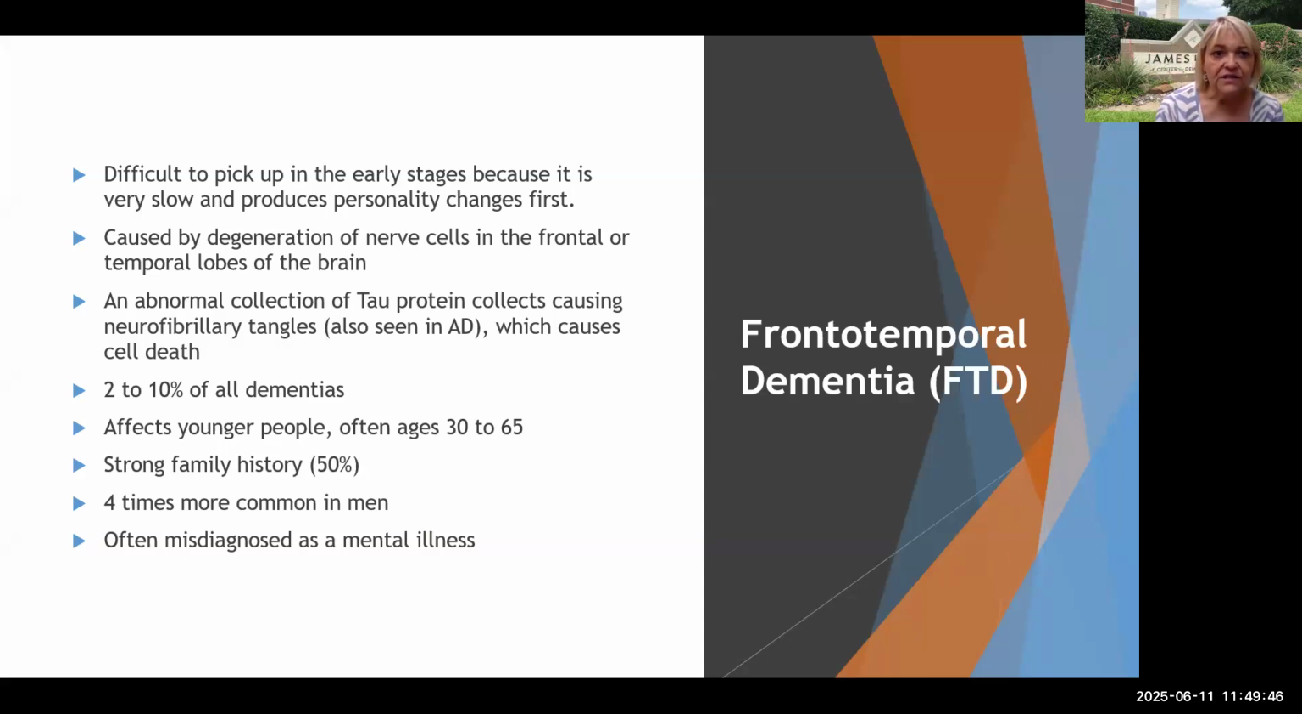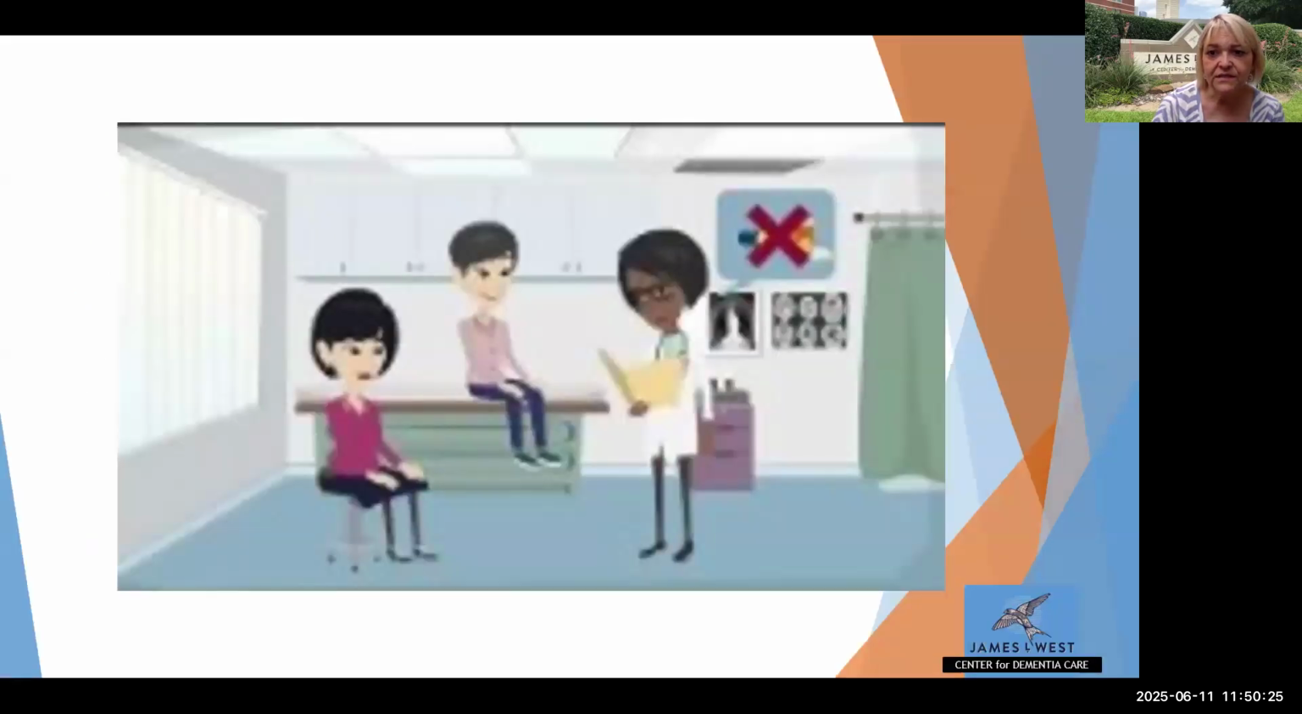And some of this repeats just a little bit, so I want to point out just a few things. Strong family history. About 50% of the time, there's a family history, and it's 4 times more common in men. And I've mentioned it's often misdiagnosed as a mental illness because the person can even be in their 30s. Sometimes they will get a diagnosis of schizophrenia, bipolar, major depressive disorder, and meanwhile, it's FTD that is progressive and continuing on. We are going to watch a short video about FTD before we continue on.